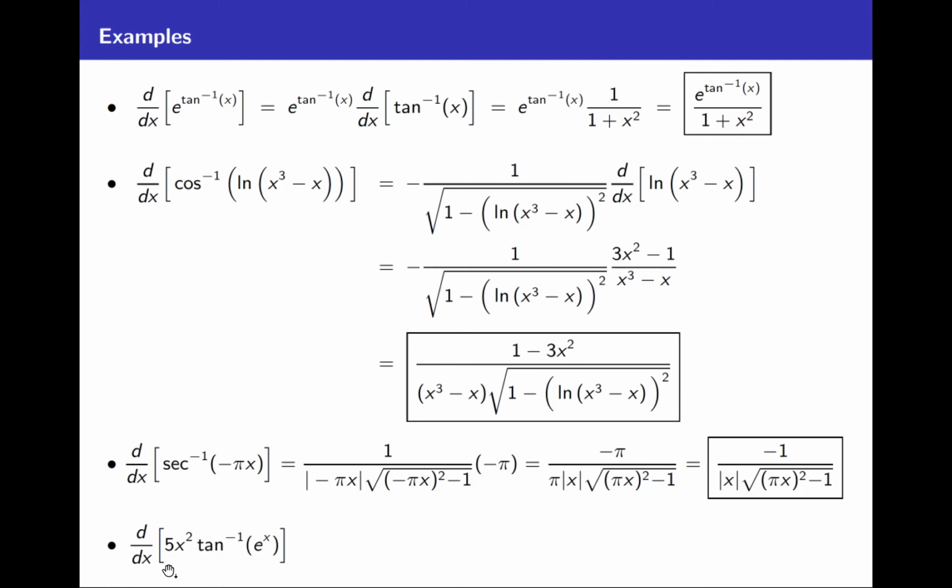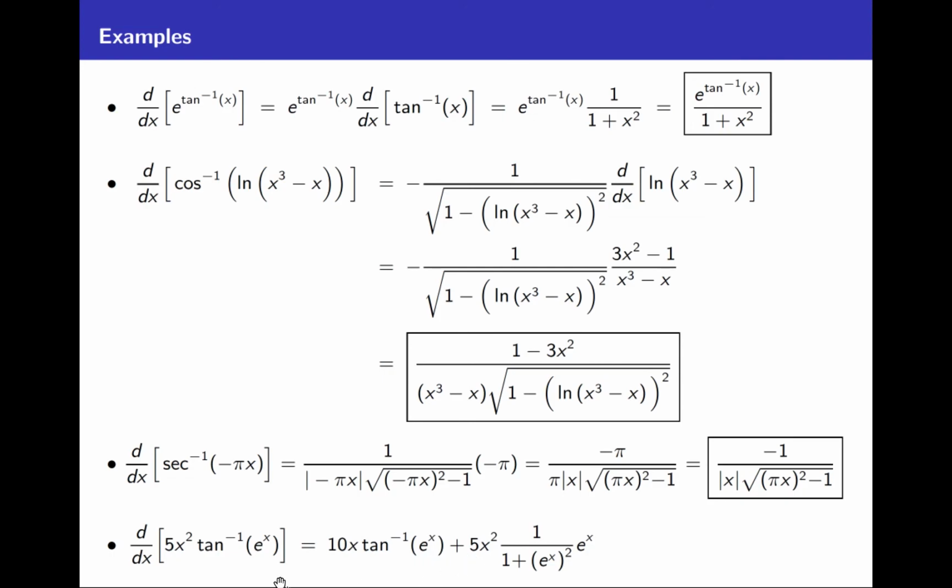One more example. The derivative of 5x squared times tangent inverse of e to the x. So always when you're working out a derivative, you think about what's the first rule I'm going to apply. If you look at what we're taking the derivative of, it's a product. It's 5x squared times tangent inverse of e to the x. So the correct rule to start off with is going to be the product rule, which says take the derivative of the first function. The derivative of 5x squared is 10x times the second function, so that's times tangent inverse of e to the x.